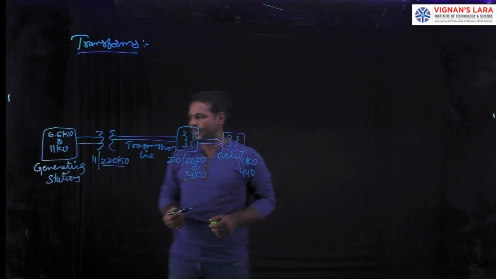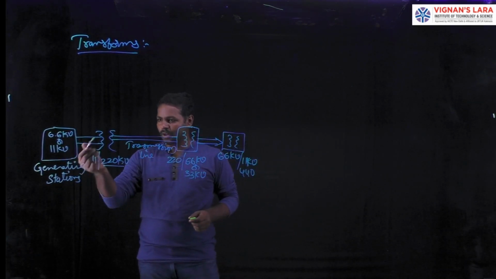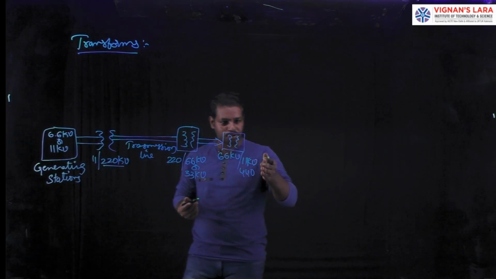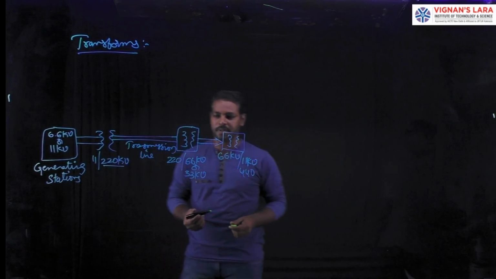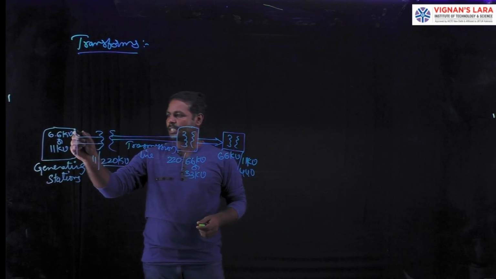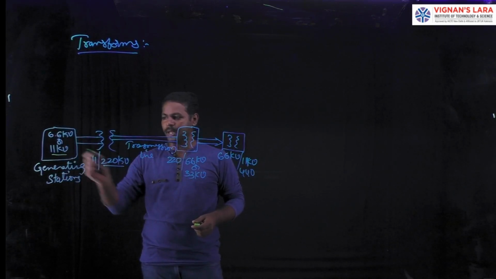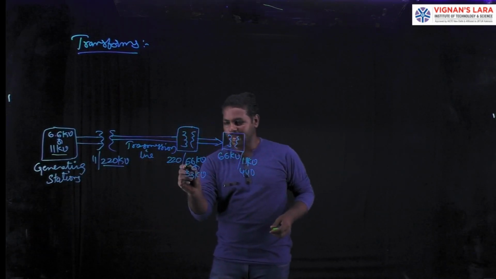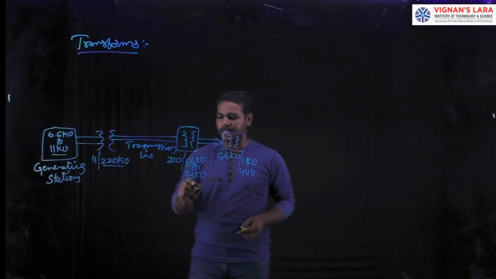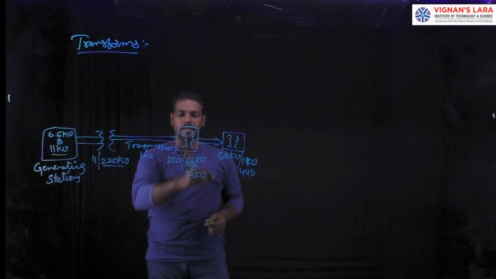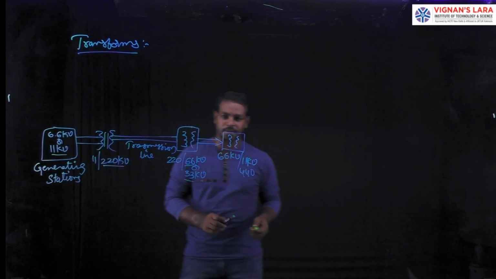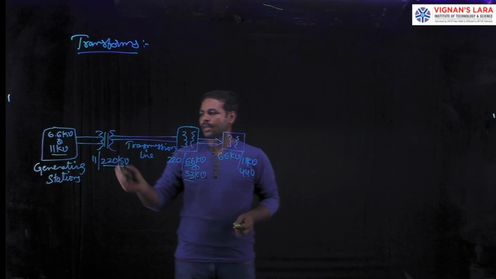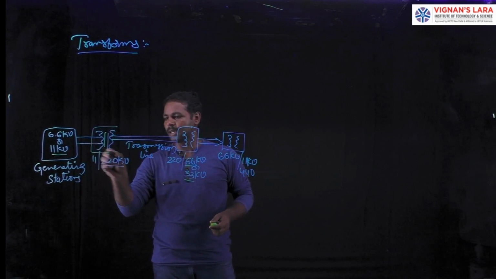So what is the need of a transformer? Based on the losses, the receiving end voltage is kept constant by using transformers. Generating stations always generate 11 kV supply, but the load requirement is either 66 kV or 33 kV. This much voltage has to be delivered to the load with the help of a transformer. That's why we always require a transformer.